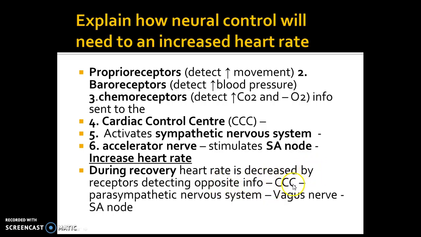Okay, this information is sent to the CCC, the Cardiac Control Centre, but instead of the sympathetic nervous system, it's sent to the parasympathetic nervous system because it paralyzes the nerve and the speed at which your heart is beating. This travels to the vagus nerve, and this will then cause the SA node to decrease heart rate. Okay, moving on.